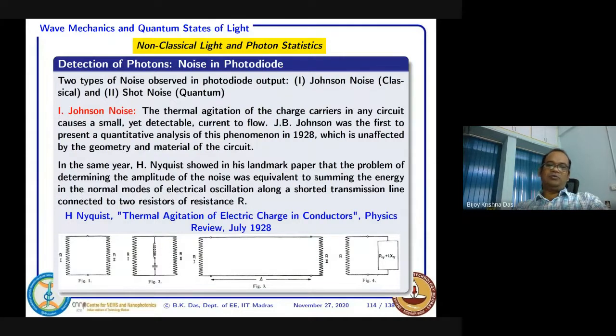Actually, there are two types of noise, as I mentioned. One is the classical noise, which is called Johnson noise. Johnson first quantified it, but the actual theory was developed by Nyquist, the Nyquist theorem, who is very well known for communication technology, and he made this Johnson noise famous. And then another is shot noise. I will discuss these two types of noise because this is the ultimate limit for quantum photon detection, photonic detection.